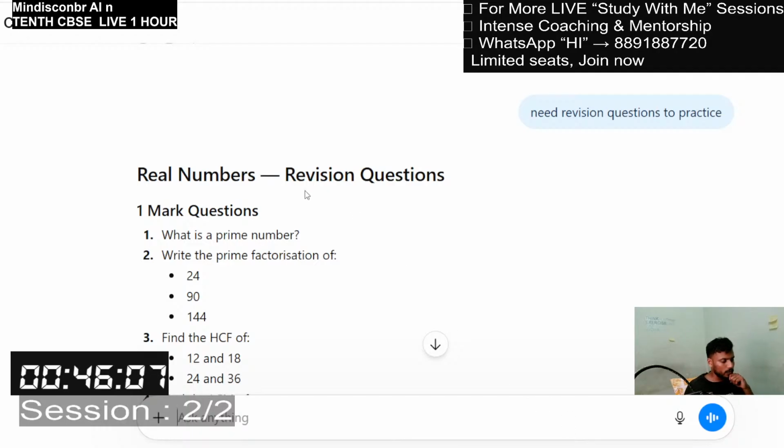Now we can do the questions one by one. What is a prime number? Prime number examples are 2, 3, 5, 7, 11, etc. That is, they do not have any factors other than 1 and that number itself. Is 1 a prime number? No, 1 is not a prime number.